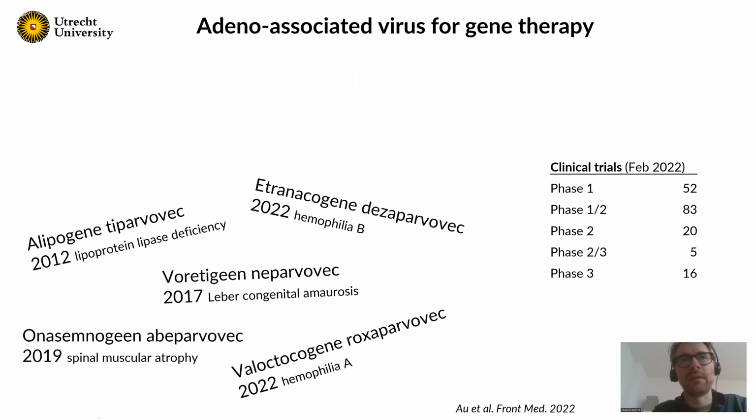Adeno-associated viruses, the AAVs, became quite popular as a vehicle for gene therapy in recent years. Here I put up several therapies that have been approved by the FDA and/or EMA that contain AAVs. And last year, two therapies could be added. Those are AAV-based therapies that target bleeding disorders, so hemophilia A and hemophilia B, and they contain AAVs that express coagulation factors, coagulation factor 9 and coagulation factor 8. So it's really exciting to see that.